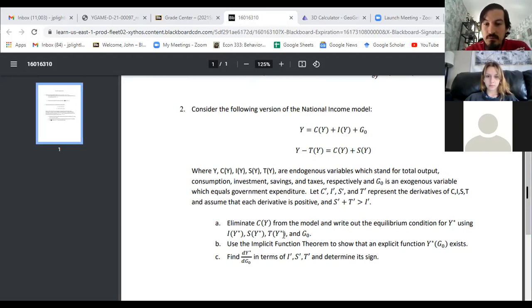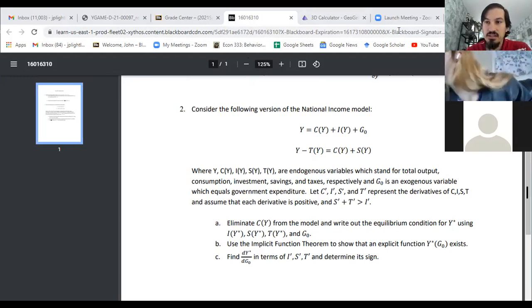Let's do it. Eliminate CY from the model. Of course, you could take either of these equations, solve for CY, and plug it into the other one. Once you do that, you will find a Y on both sides of the equation. What do you do with that? Just eliminate Y. It's okay to not have a Y in there. If you can see here, using I, S, T, and G. I didn't say you had to have a Y in there. So that's what you'll get for part A.